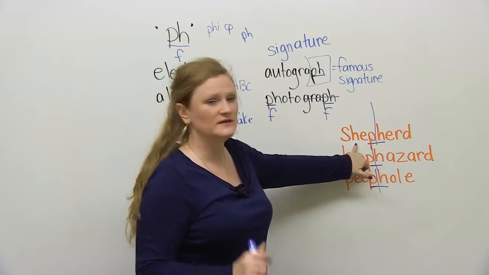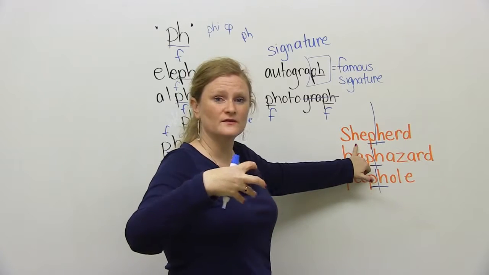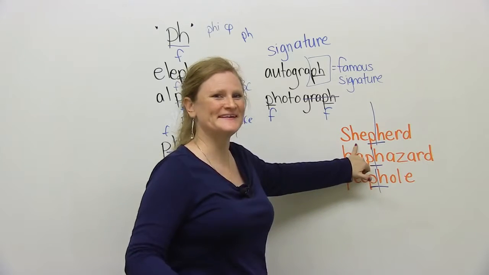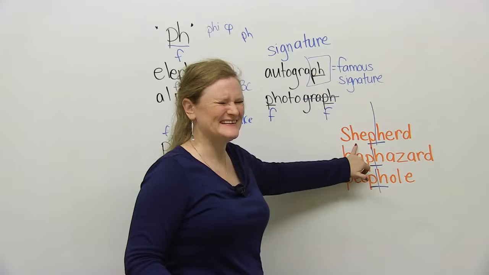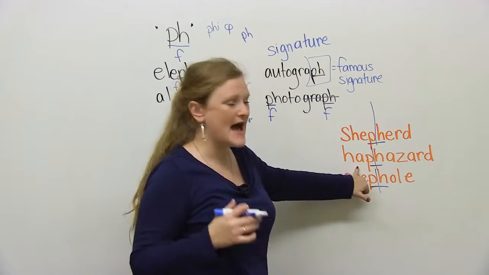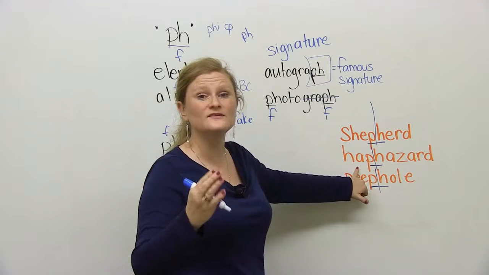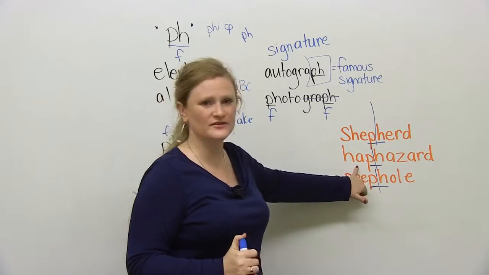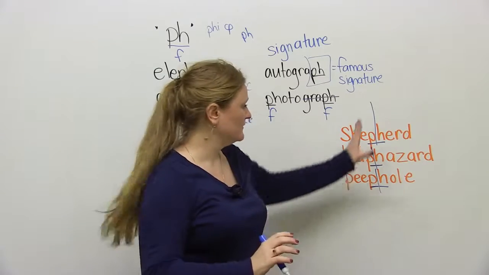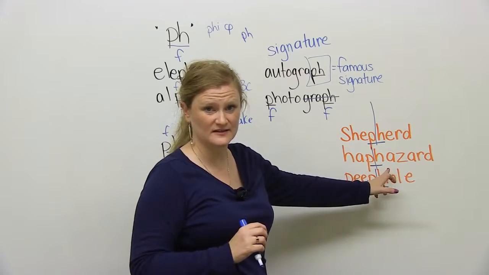The first one is shepherd. Shepherd is a person who hangs out with sheep. What are they doing? We don't use this word a lot. This word haphazard, it has something to do with danger. We do not say haphazard, it's haphazard. You need to take a break in between the P and the H in these words.